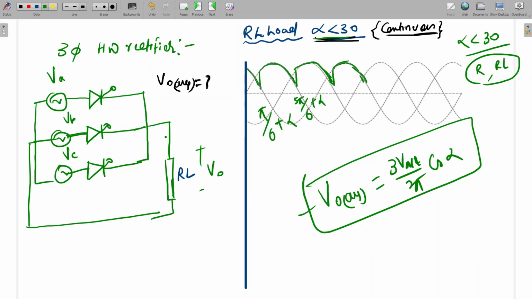Should I move to the next part? Is it clear? Sir, for the next one also the same formula? For RL, alpha is greater than 30 degrees. No, there also it will be the same only. We will see, only the waveform will be different, the formula will be the same.